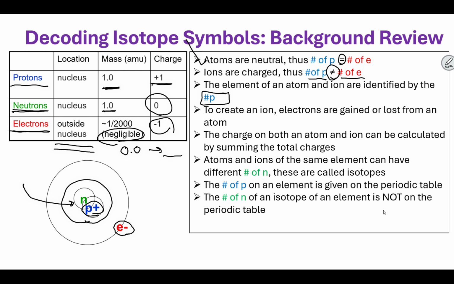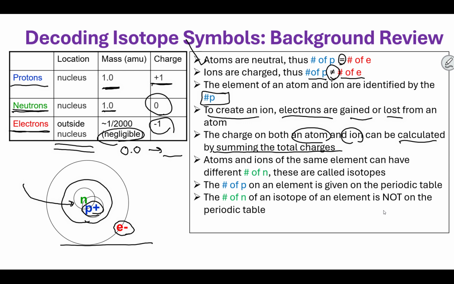To make an ion, what happens is an atom will gain or lose electrons. So to create an ion, electrons are gained or lost. The total charge on an atom and an ion can be calculated by summing all the total charges in that particle. What do I mean by that?